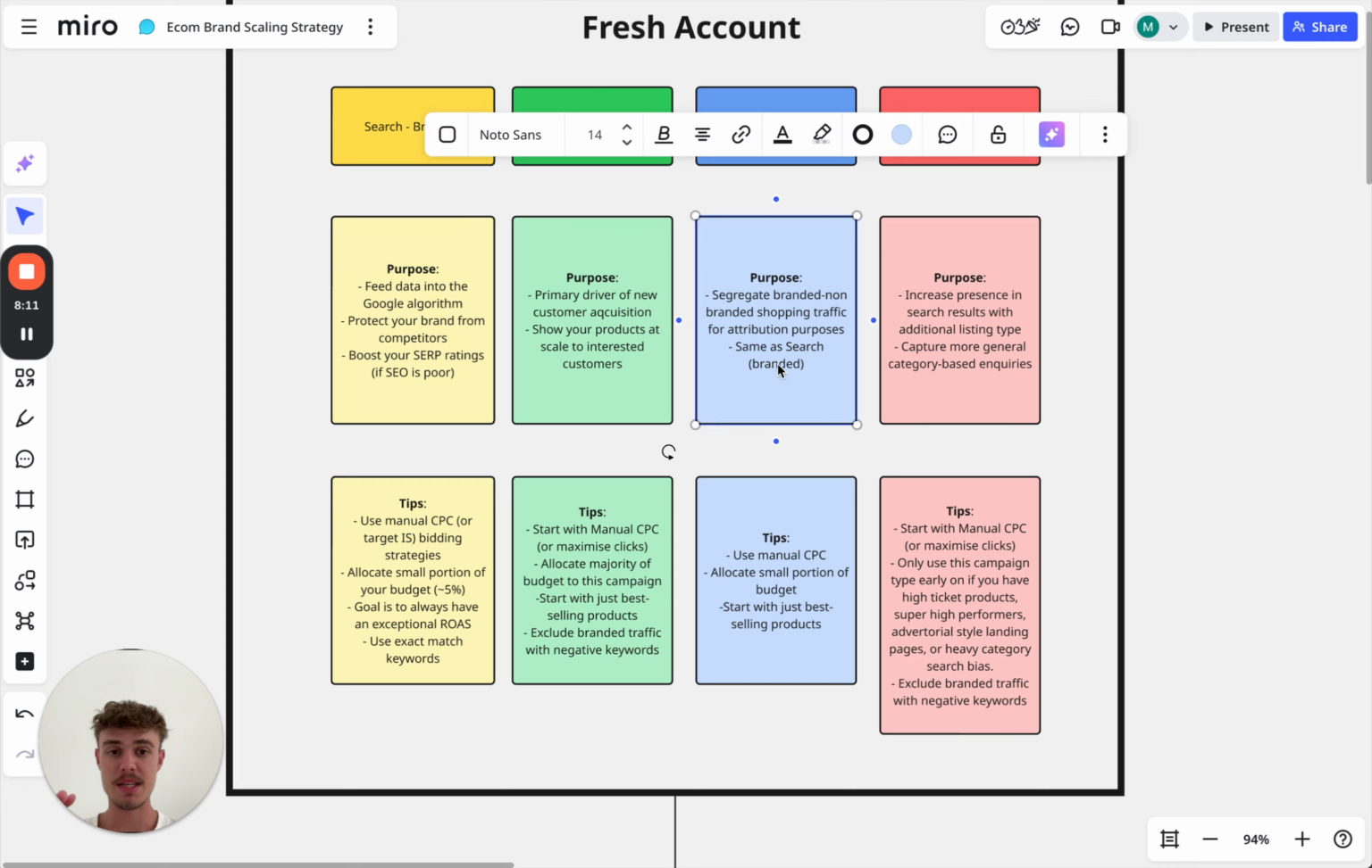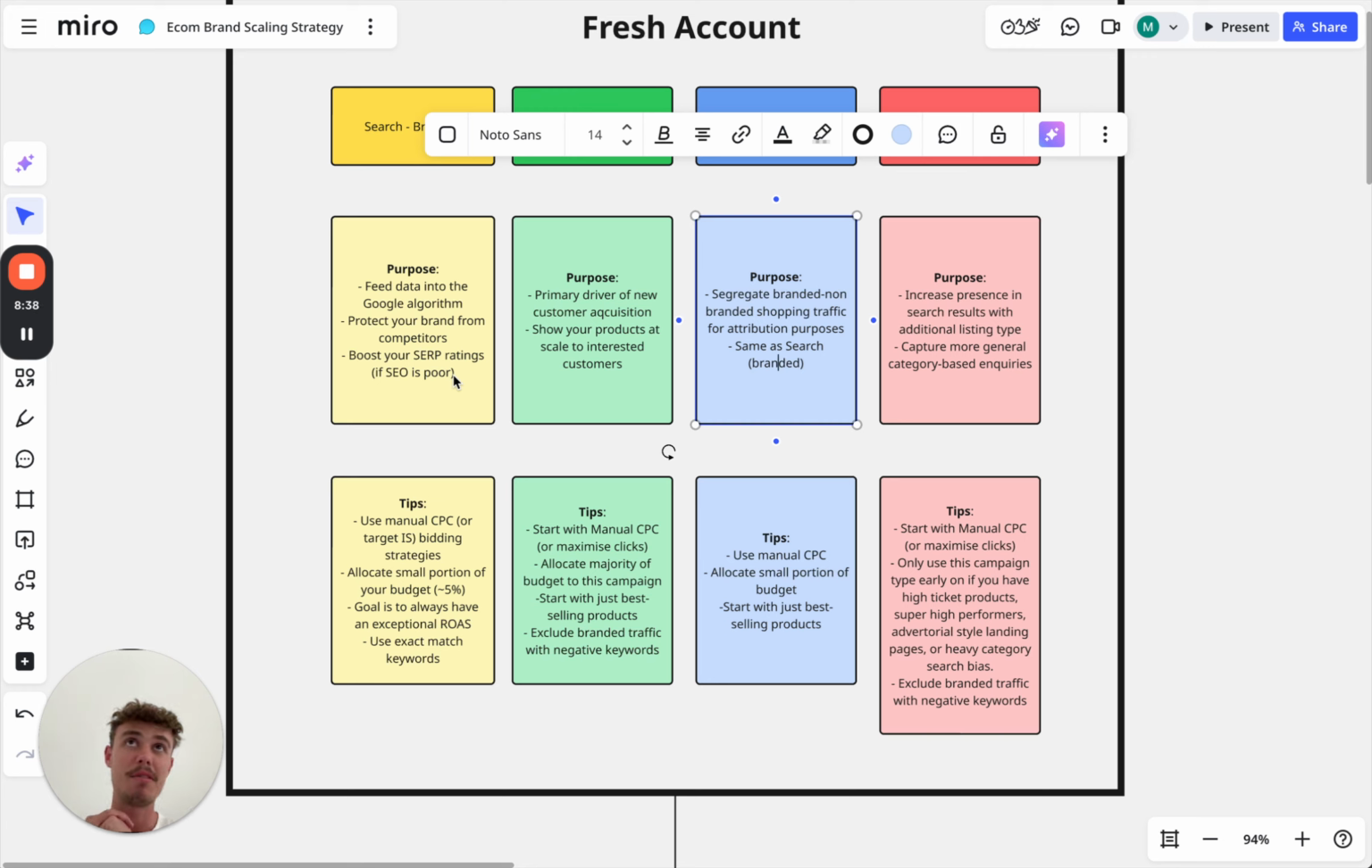And the purpose of this campaign is almost identical to the branded search campaign, right? It's just filtering out your attribution, making sure your brand and non-brand are separate, protecting your brand name from competitors, feeding data into the algorithm, and making sure your product always appears when people are searching for you. But like I said, this is only something you really need if you already are getting branded traffic rolling in.